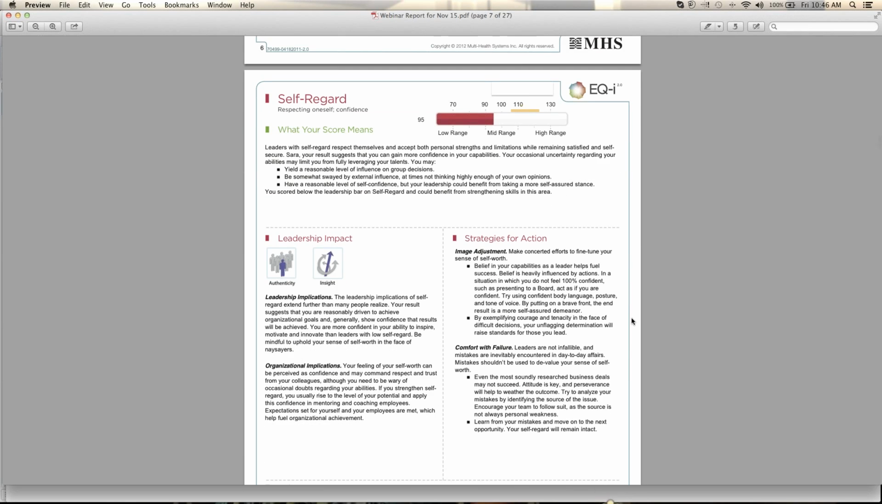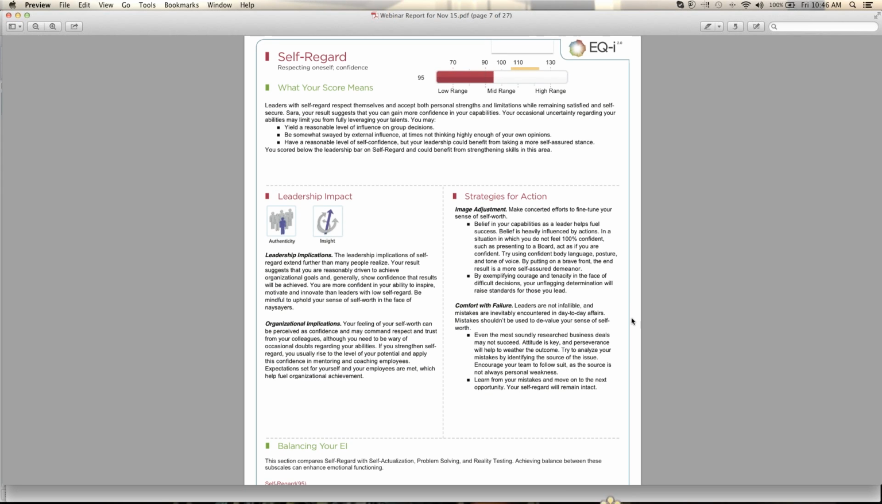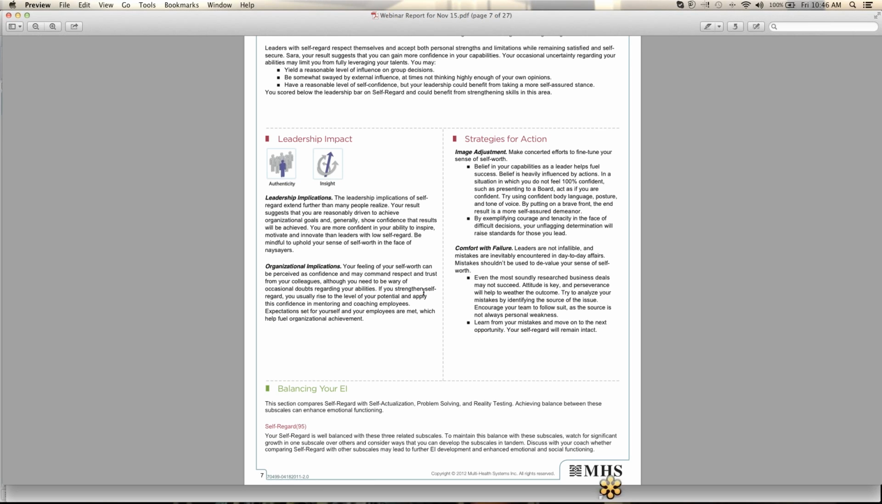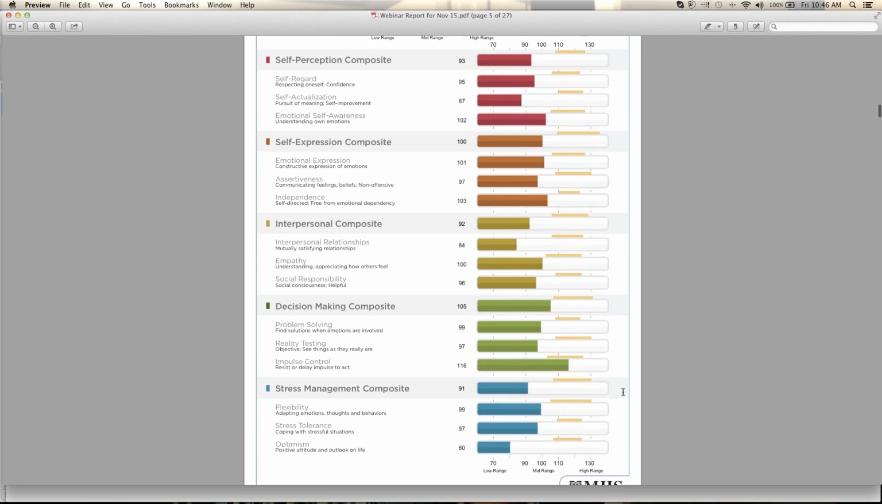Just one quick look at one of the pages in the report, self-regard here. Again, it gives the score. Then it talks about what the score means for this individual. Then it looks at leadership impact and some strategies for action. At the bottom of the page is more information about balancing various emotional intelligence competencies. So I'd like to discuss and answer your questions now. Please type in your questions, and we'll take a look at those.